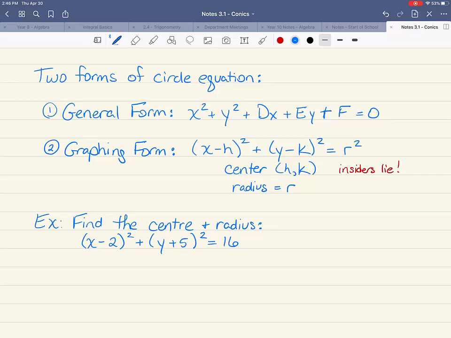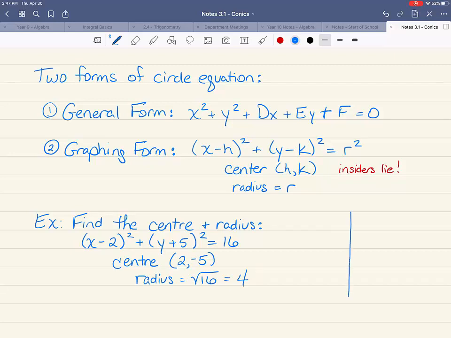Now which form is that equation in? That equation is in graphing form, Form 2. So when you're finding the center and the radius, remember I told you that insiders lie. The x coordinate comes first, it's positive 2. The y coordinate is negative 5. And then the radius is the square root of 16, which is 4.